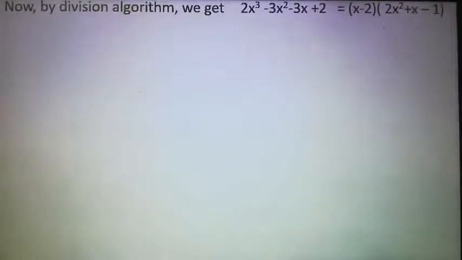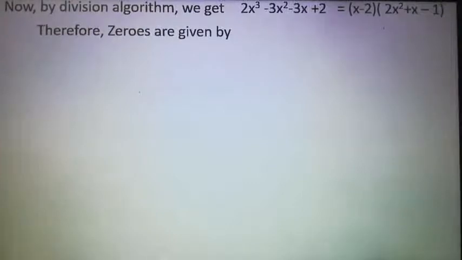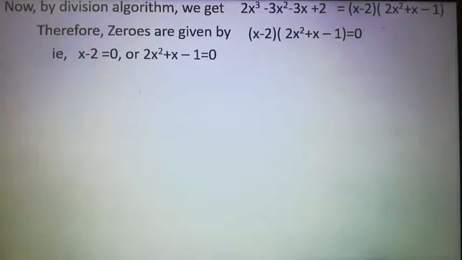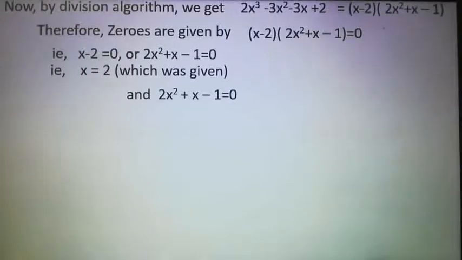Now by the division algorithm, the dividend polynomial 2x cube minus 3x square minus 3x plus 2 can be written as the divisor x minus 2 into the quotient 2x square plus x minus 1, plus the remainder 0. Now the question reduces to the zeros of x minus 2 into 2x square plus x minus 1 equal to 0. The product of two numbers is 0 means each one can be 0. So x minus 2 is equal to 0 or 2x square plus x minus 1 is equal to 0. x minus 2 equal to 0 gives x is equal to 2, which was already given to you. The remaining polynomial is 2x square plus x minus 1 equal to 0.